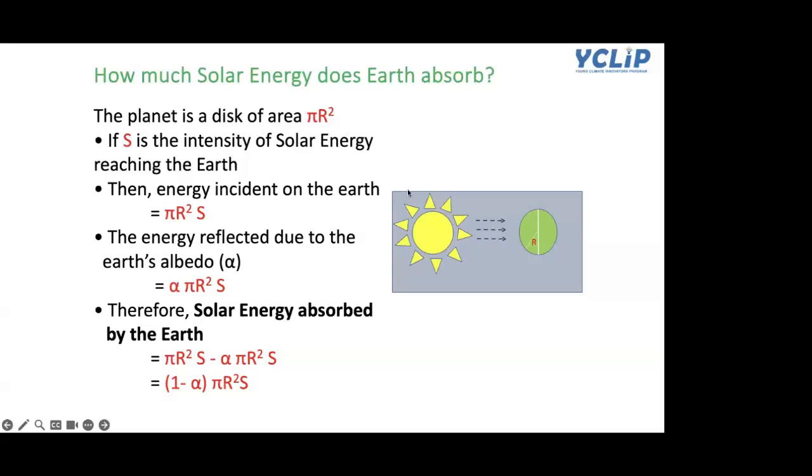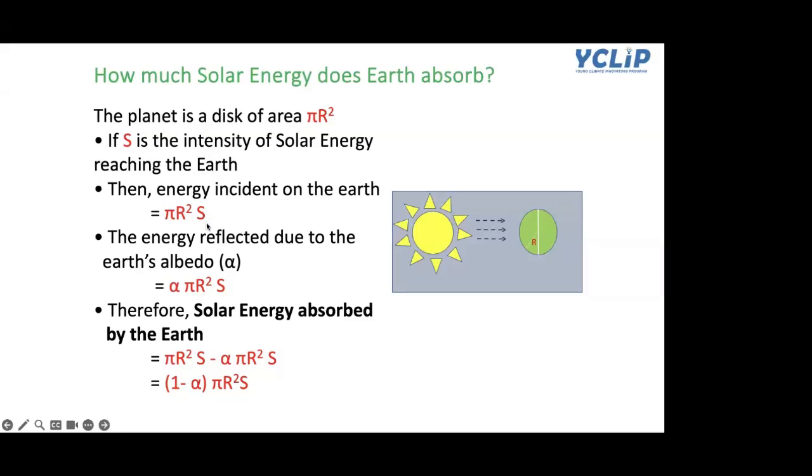A disk, then we talk about a surface area of pi r squared. If you remember your JHS mathematics, pi r squared is for that part, or one part, of the Earth where the sun's radiation reaches. Then if we assume that the sun's intensity or the sun's energy is S, then the energy that is incident on the Earth by the sun, we can use this equation: pi r squared S.